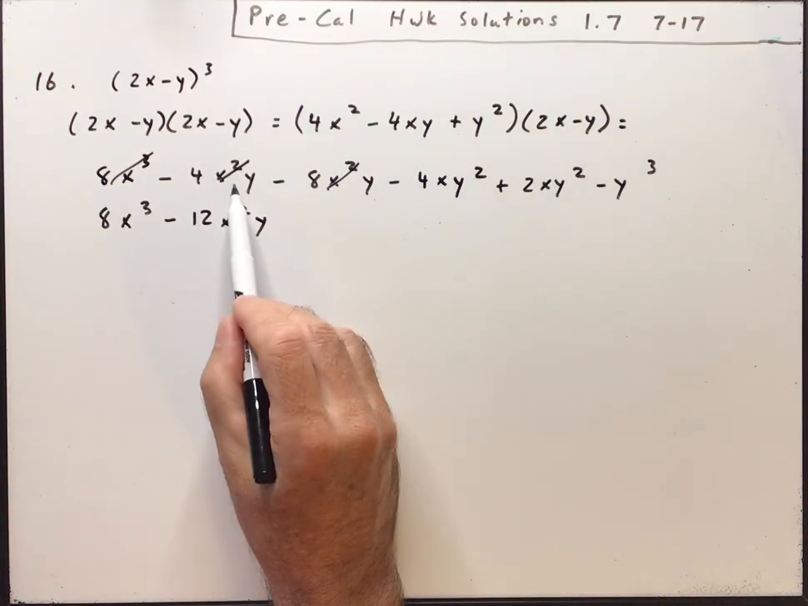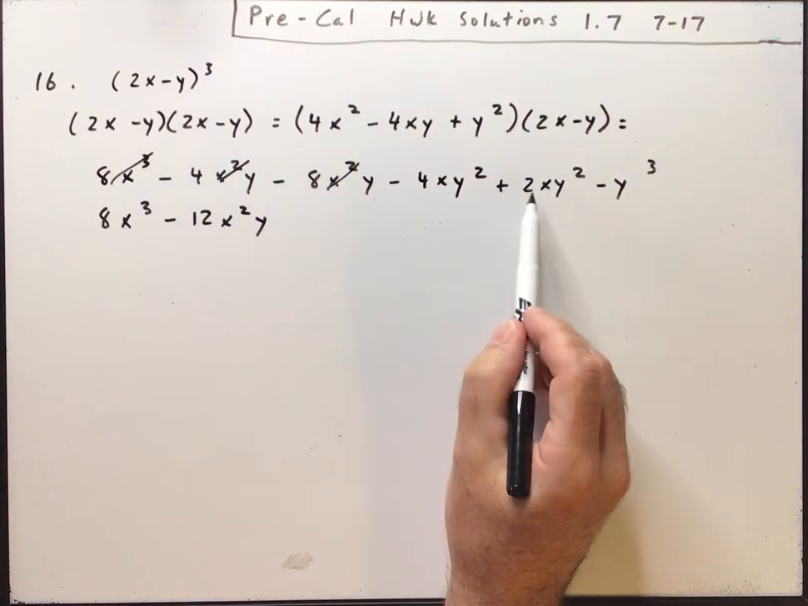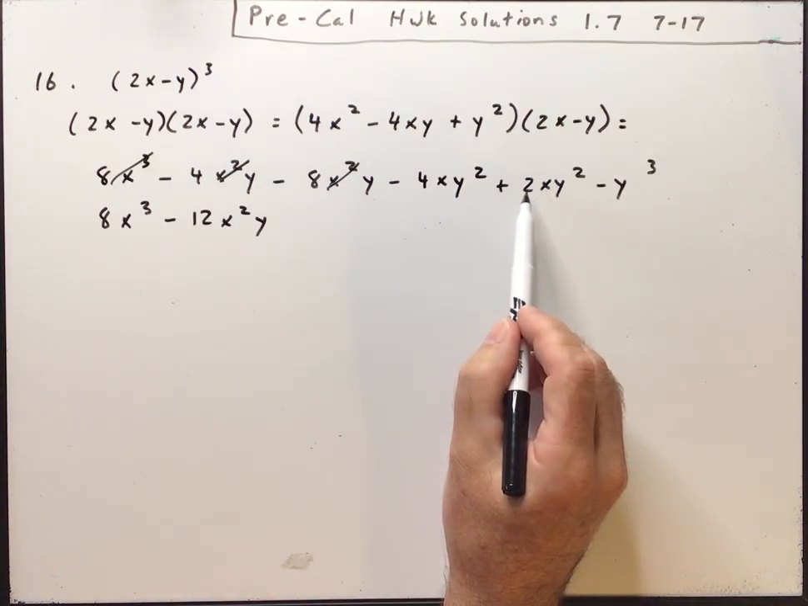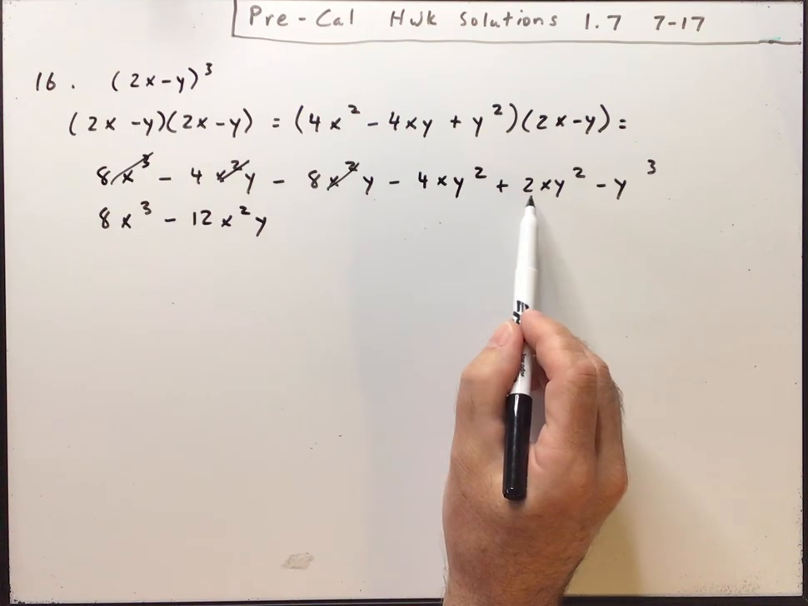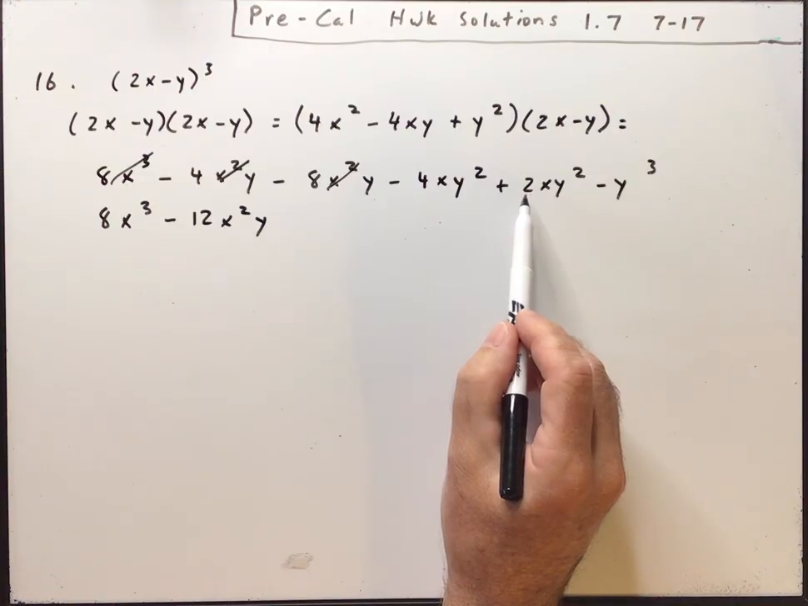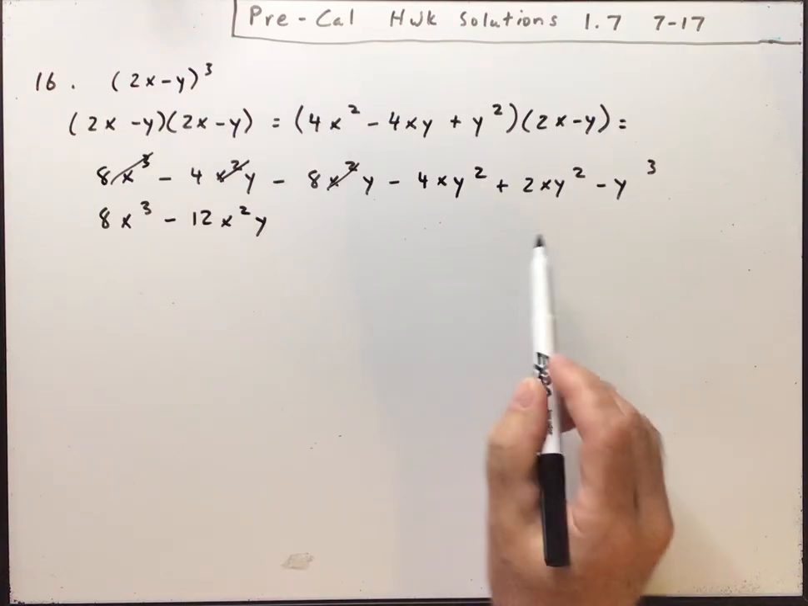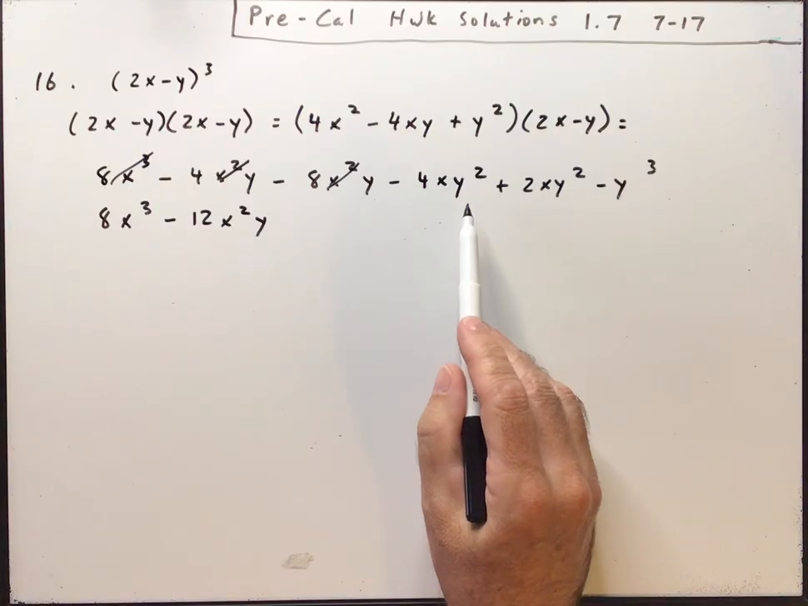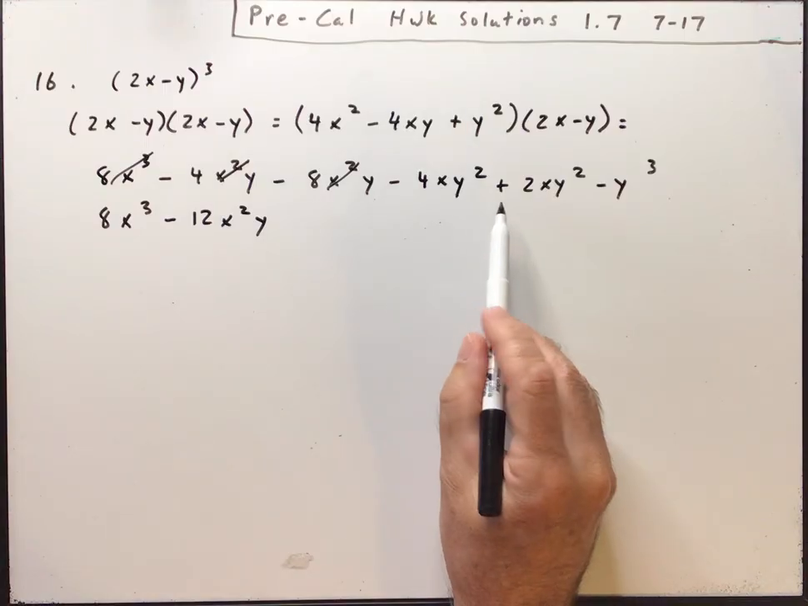So I've got 8x cubed, minus 12x squared y, and 2xy squared. Let's see. So there should be a 4x. Oh yeah, so this minus here should be a plus 4. There should be a plus 4xy squared.